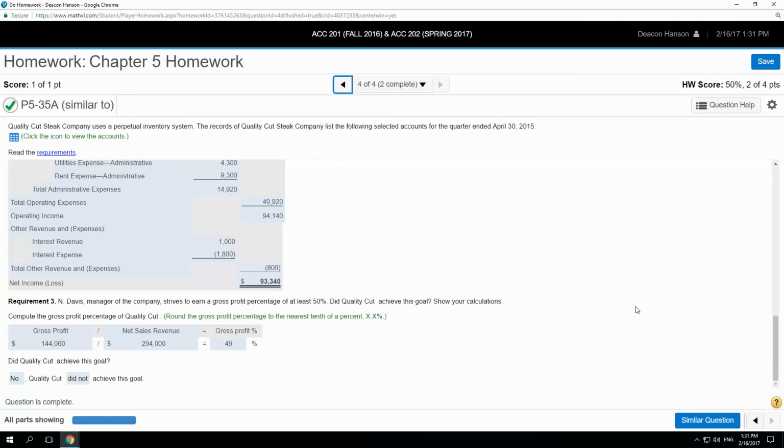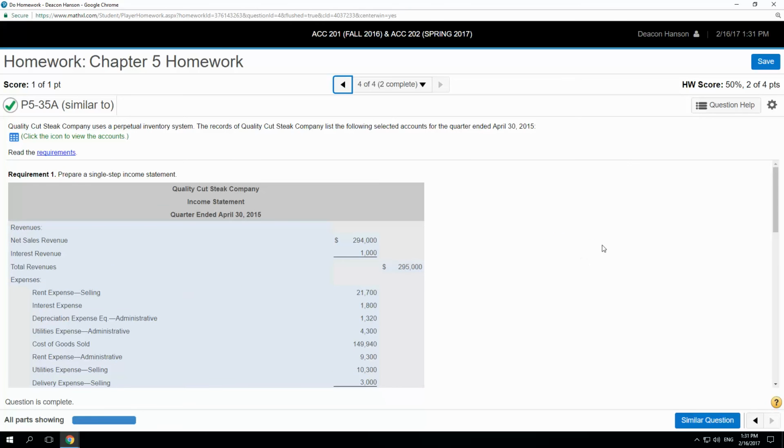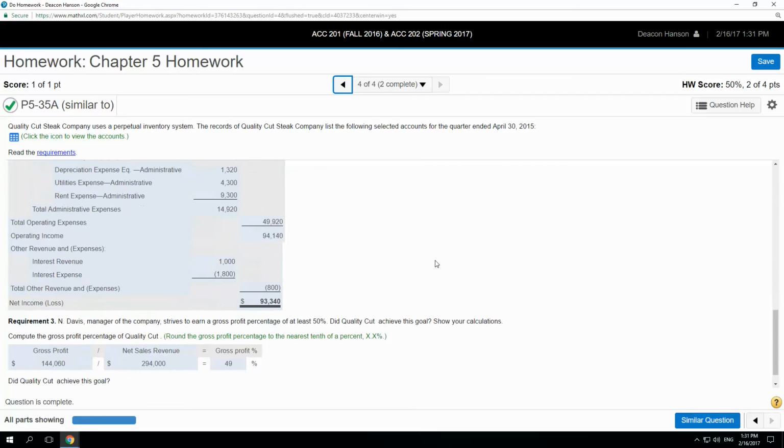So really, the objective of this is threefold: to make sure you know how to do a single step and a multi-step income statement, know the difference, and then get a real good handle on gross profit and gross profit percentage. Okay.